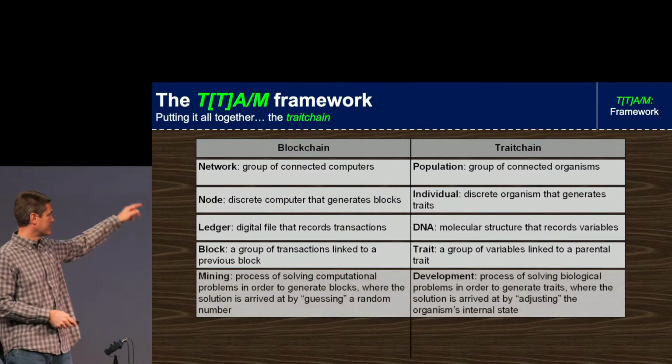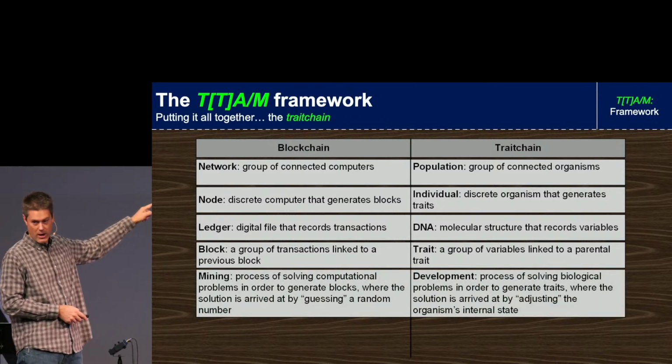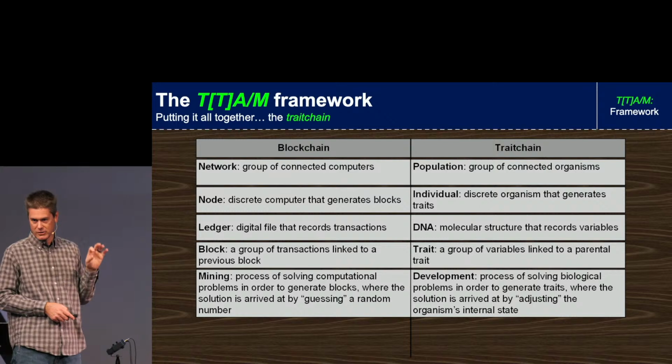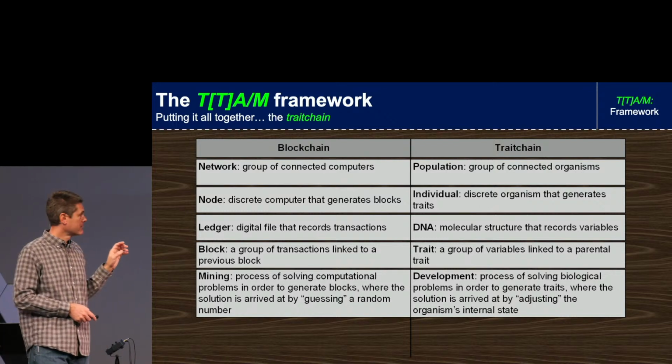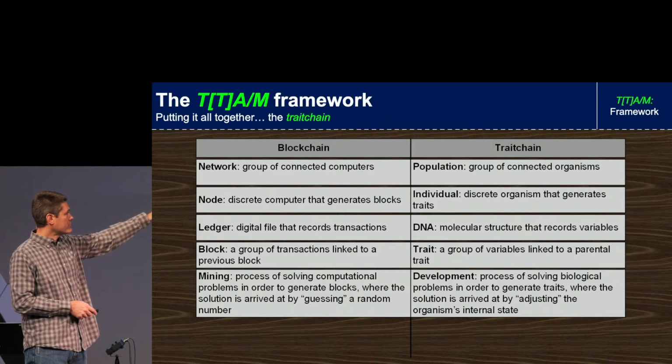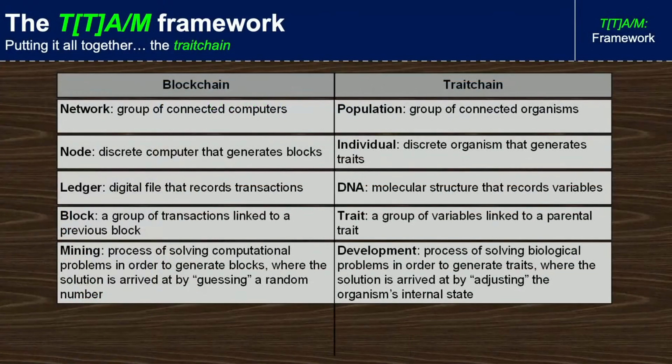Mining is a process of solving those computational problems to get more blocks, and basically what the computers do is essentially guess a number, but they have to do a lot of guesses to get it right. In trait chain, development is a similar process because the organisms are solving a biological problem in order to generate a trait that's appropriate as a solution, and they arrive at that by adjusting their internal state. I'll come back to that in just a minute.